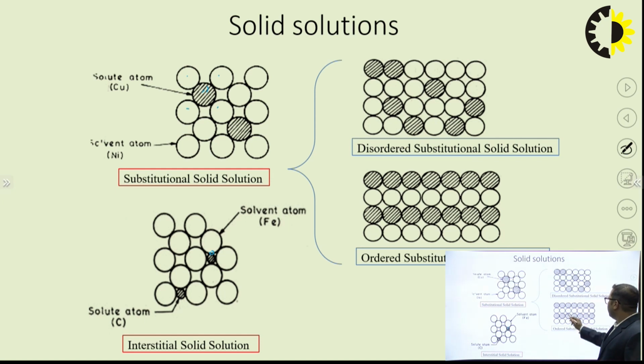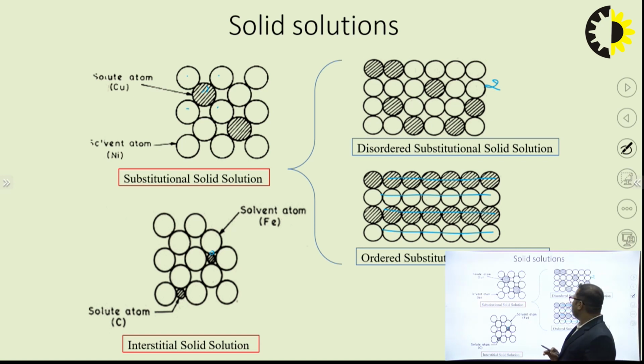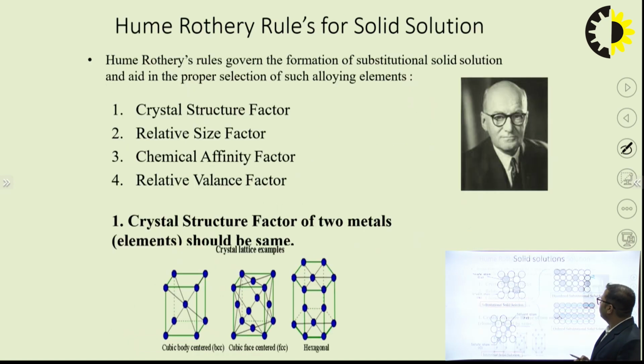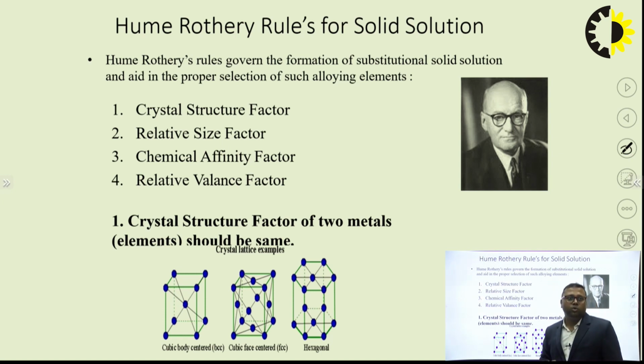So you can see that here, in an orderly manner, these atoms are arranged, whereas here there is no specific order in which different types of atoms are arranged in disordered substitutional solid solution. There is one rule known as Hume-Rothery rule for solid solution. Whenever two materials combine together and form an alloy, there is some rule which has to be followed. Otherwise, if these rules are not followed, then we can say that these two different materials can't combine.